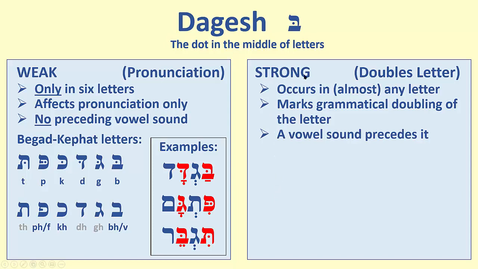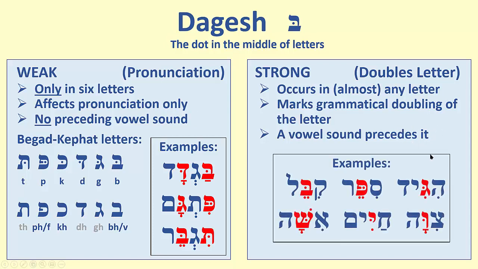All right, now let's jump over to this other dagesh, a strong dagesh that grammatically doubles a letter. A strong dagesh can occur in almost any letter. I say almost because it won't show up in guttural letters, but it can occur in any other letter. As I said, it marks the grammatical doubling of a letter. And the way that we can identify a strong dagesh is that a vowel sound will precede it. So it's the opposite of the weak dagesh. A vowel sound will precede it. Here are some examples.